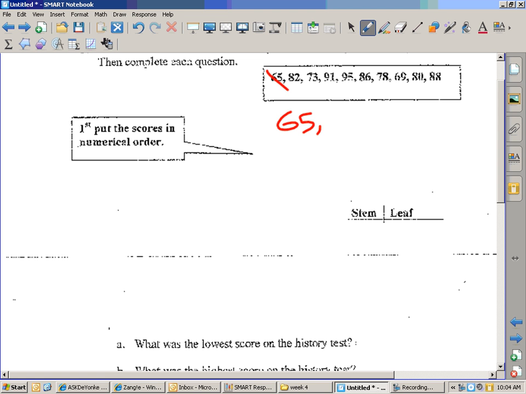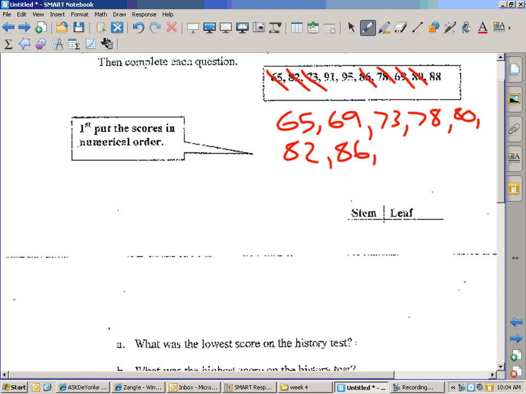There's no 66, there's no 67, no 68, there is a 69. No 70, no 71, no 72. There is a 73. No 74, 75, 76, 77. There is a 78. 79, no. 80, yes. 81, no. 82, yes. 83, 84, 85, no. 86, yes. 87, no. 88, yes. 89 and 90 are not there. 91 is there. And our last one is 95.